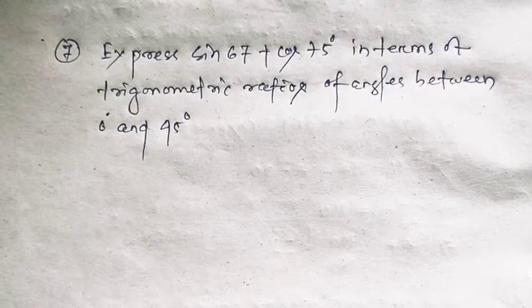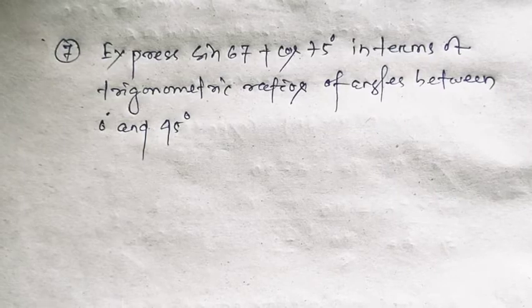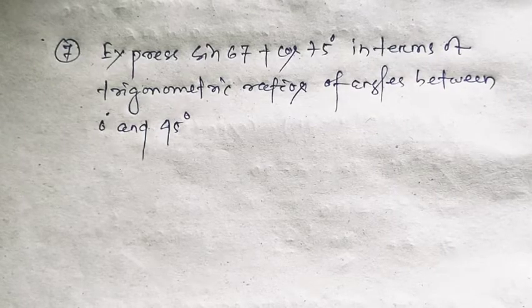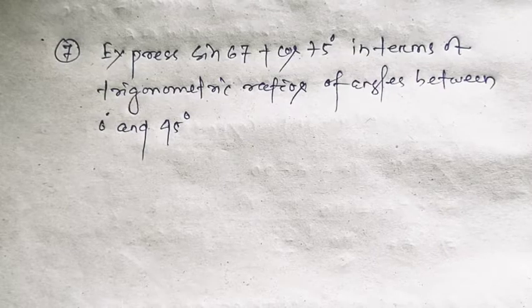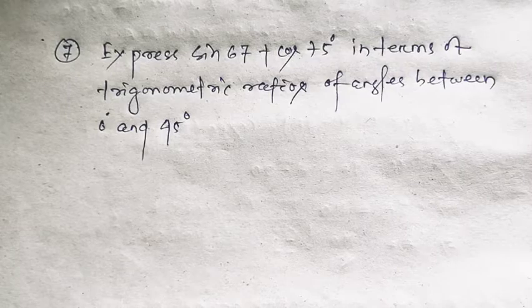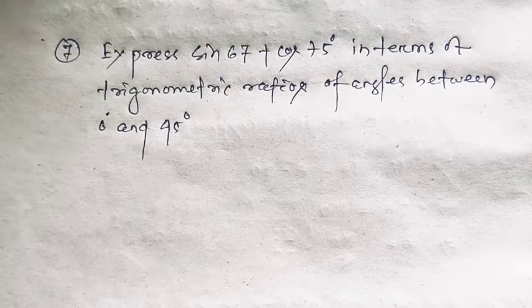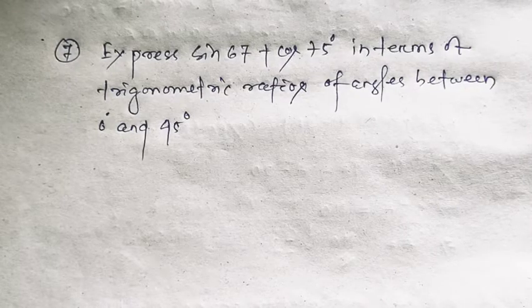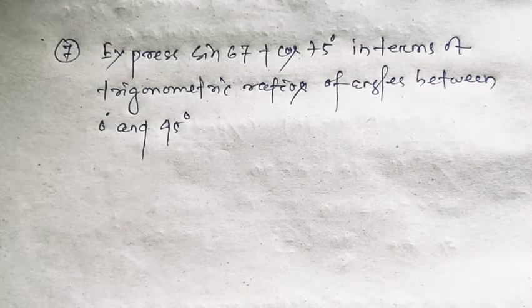So here is the question. Question number 7, express sine 67 plus cos 75 in terms of trigonometric ratios of angles between 0 and 45. We have already done this type of question in examples. You can pause the video and solve the question if you know. If not, then go through the video. Okay, we will solve it.